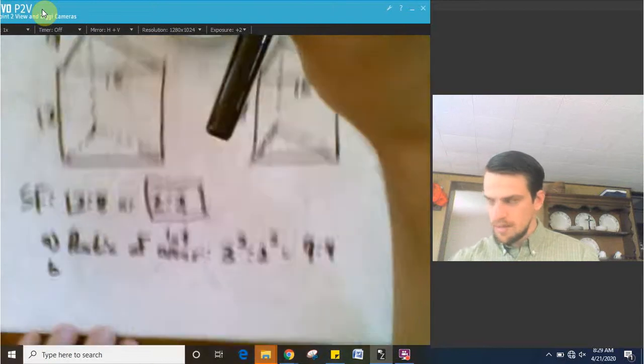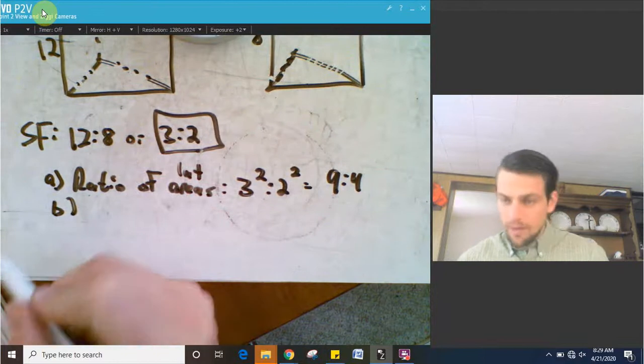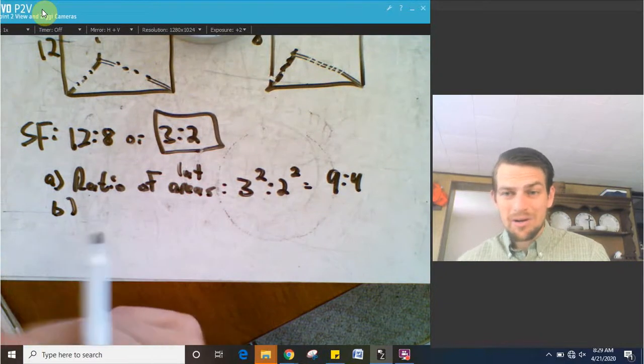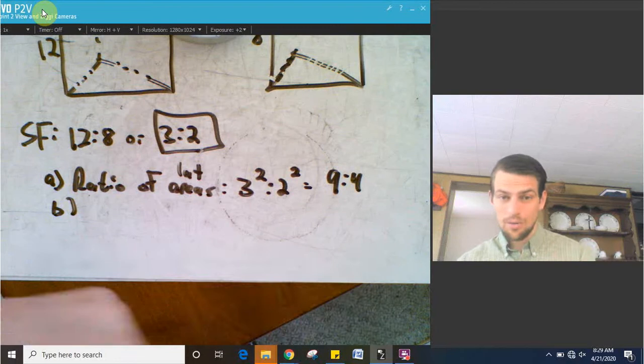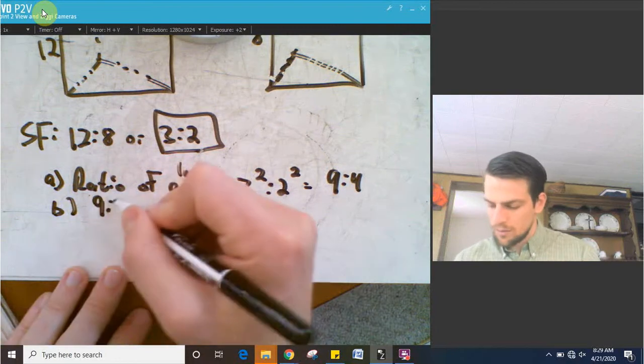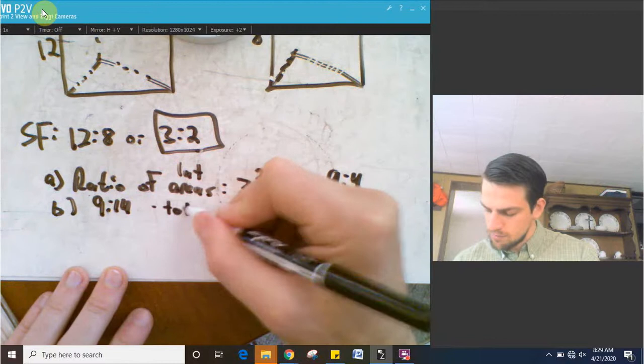In part B, actually we don't even need the figure anymore, it asks for the ratio of their total areas, and the ratio of their total areas and the lateral areas is the same. Any piece of area is going to have the same ratio. So it's also going to be 9 to 4 for the total areas.